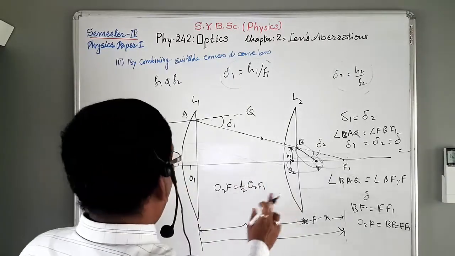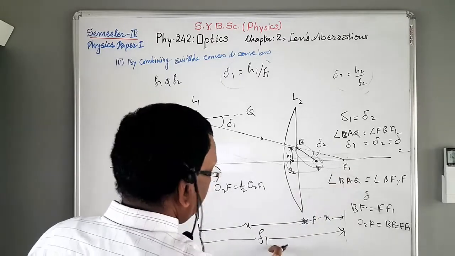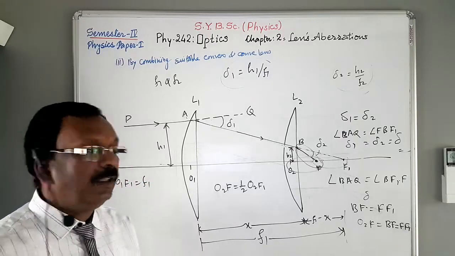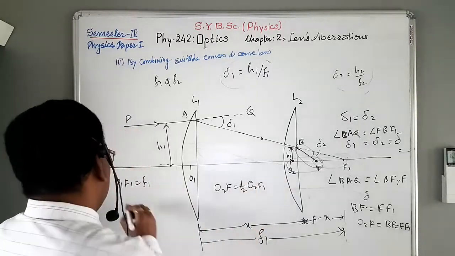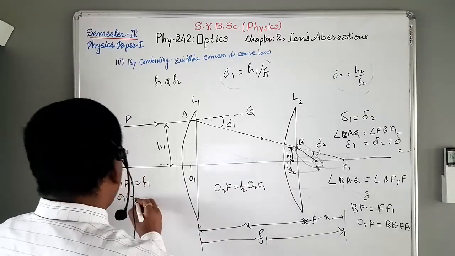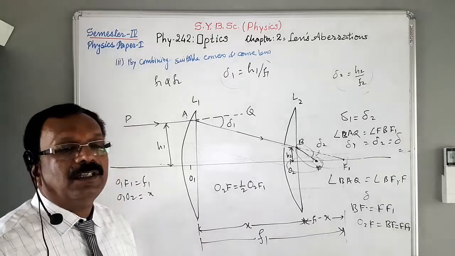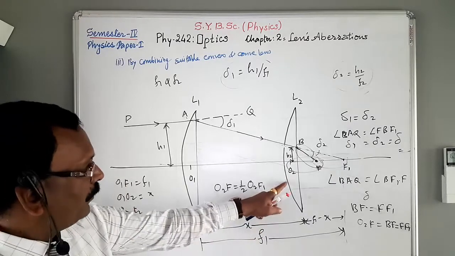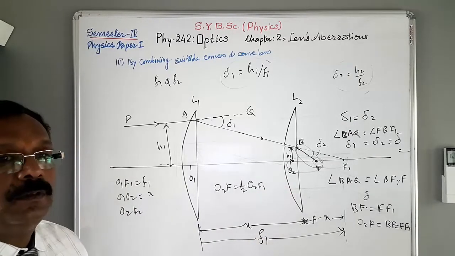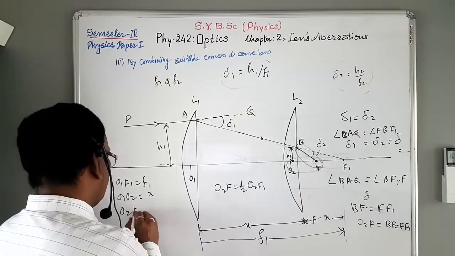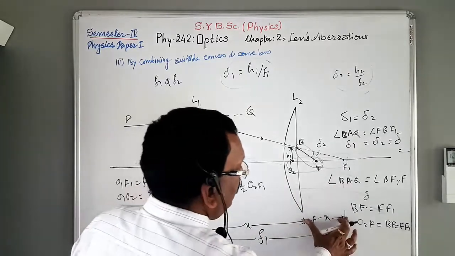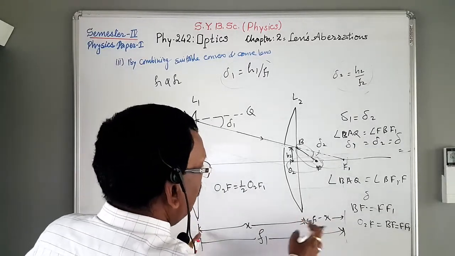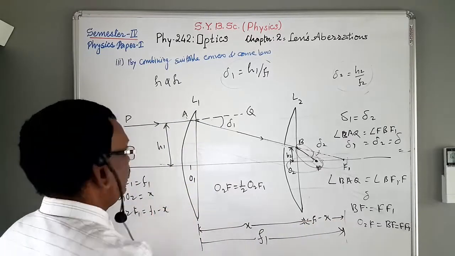Okay. Now here in the figure, O1F1 is F1. Now O1O2 is X, the distance of separation X. I already mentioned it. Then O2F1, not F2. O2F1 is equal to what? This distance is X and this is X, so this distance is F1 minus X.